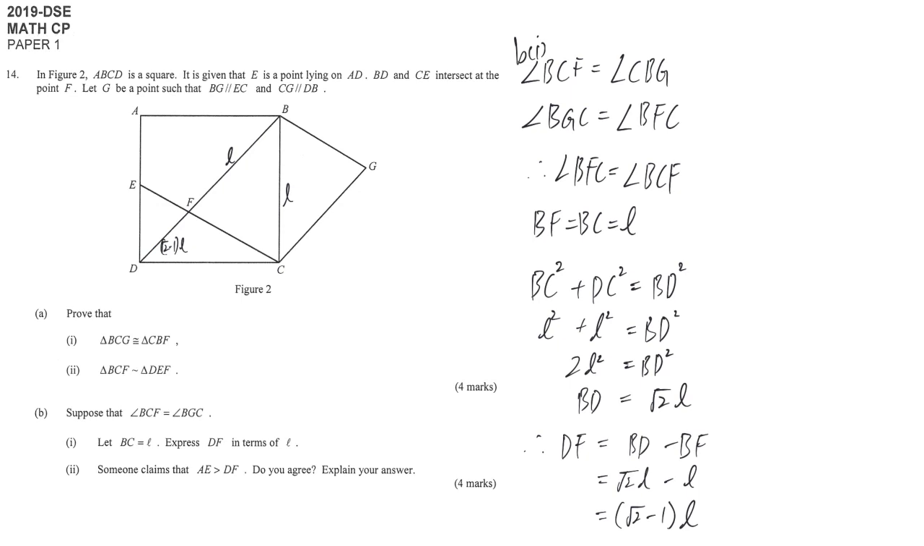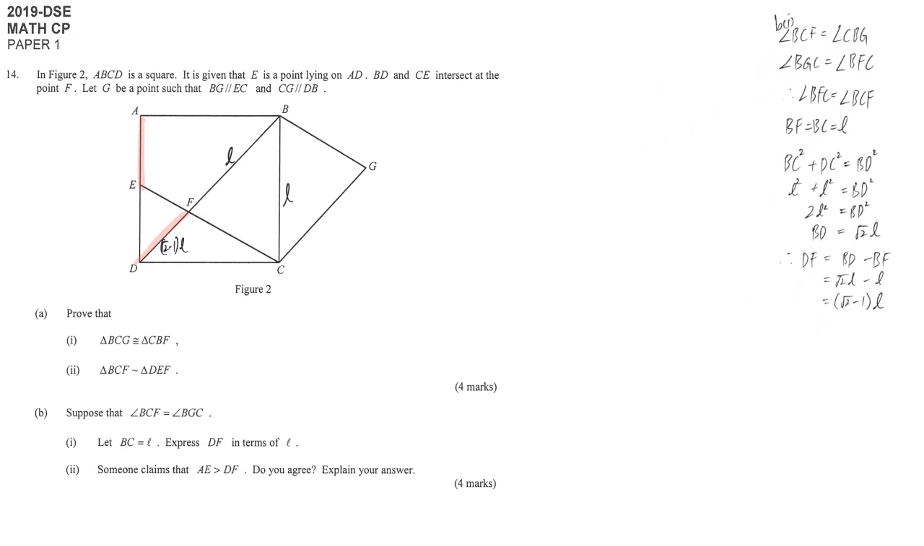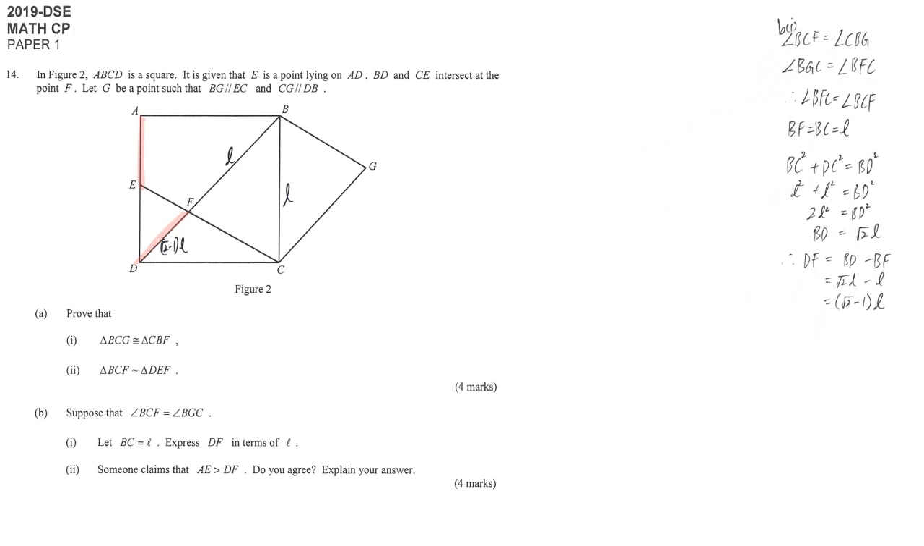In the final part of this question, they ask us to compare AE and also DF. From this moment, I have no idea what to do. But again, we are going to make good use of the result of part A. It's very obvious that we are going to consider a pair of similar triangles here. So to find out a related length, which is DE, I try to draw out two similar triangles.